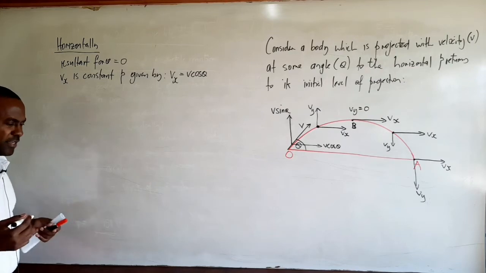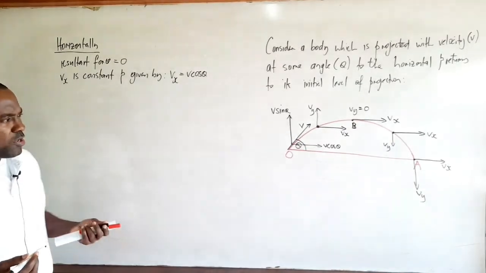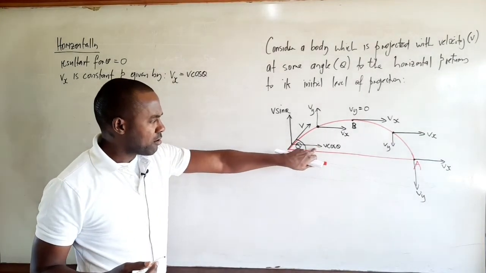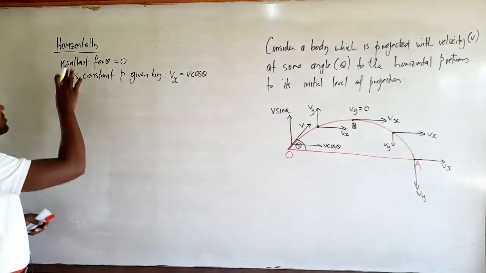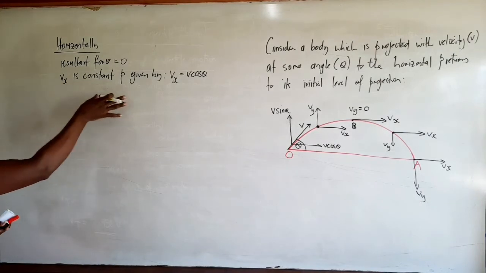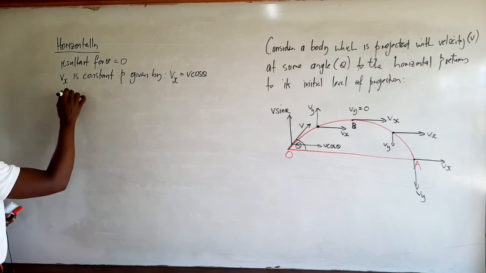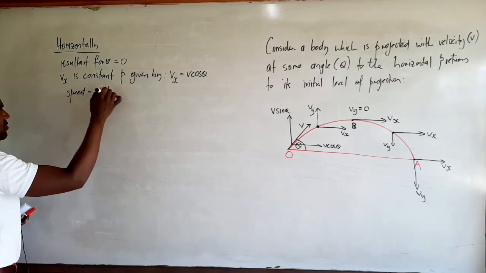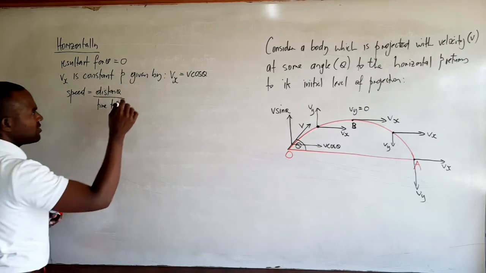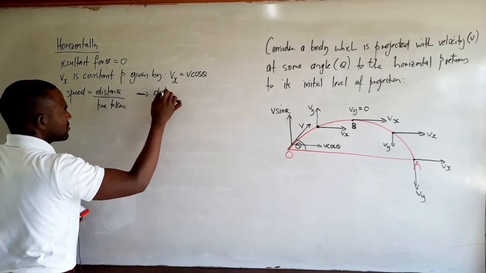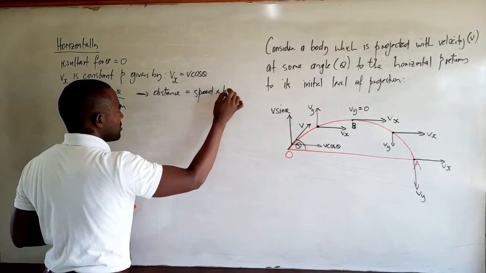So at any point during the body's flight, its horizontal velocity is given by V cos theta, which is the horizontal component of its initial launch velocity V, right? So again we say that horizontally the speed is constant, the velocity is constant, and given by that. And because speed is constant, generally we can say that, since speed is equal to distance traveled over time taken, then it simply means that distance traveled, or just distance, is equal to speed times time.